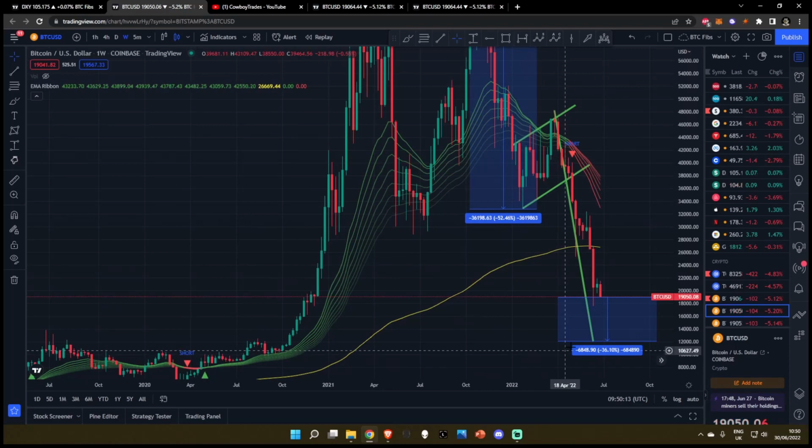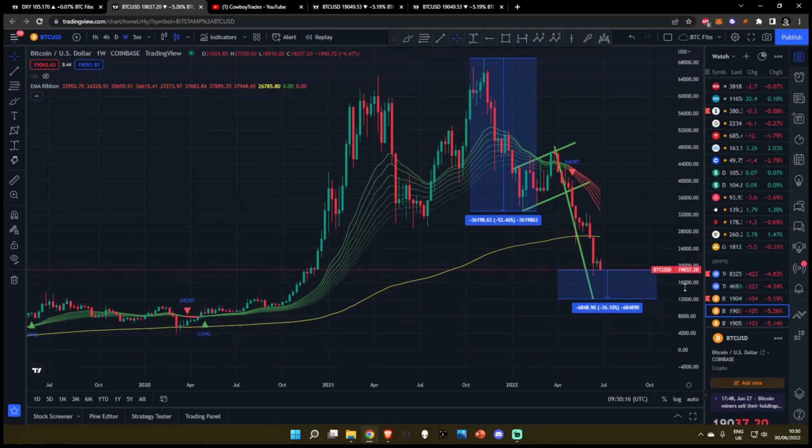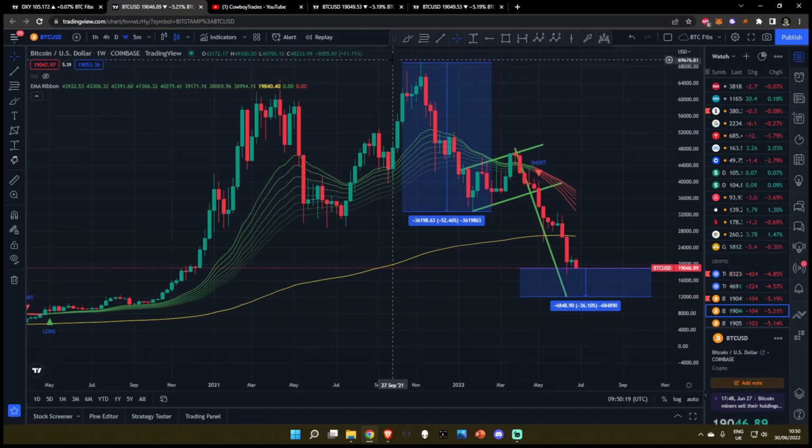So I think it's much more likely we bottom above 14,000. I'm not calling for anything below 14,000, but we do have a very, very nice and very valid AB equals CD pattern, potentially taking us down all the way to 12,000.